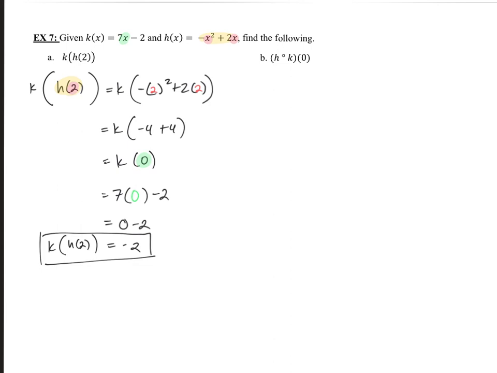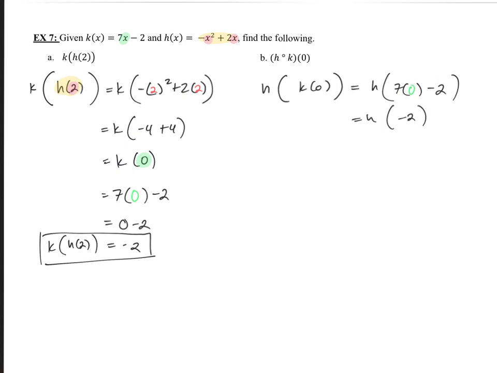Alright, so h of k of 0 is going to be h of k of 0, and k of 0 is the 7x minus 2, inputting 0 in place of x. So let's see, we'll have 7 times 0 because we're replacing x with 0. And then we have h of, so 7 times 0 is 0 minus 2, so negative 2.